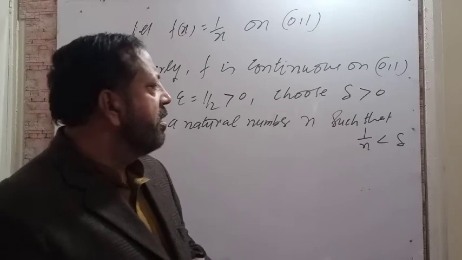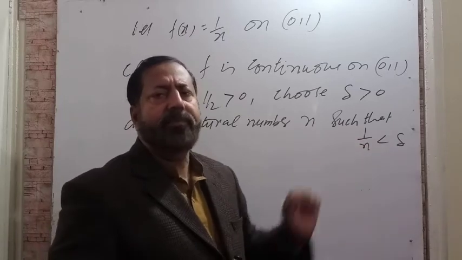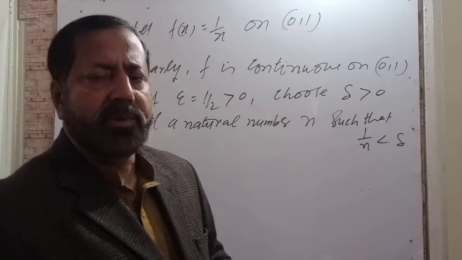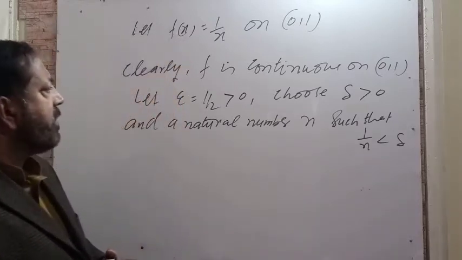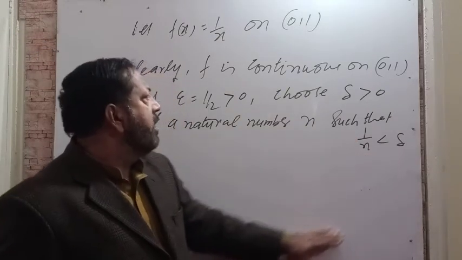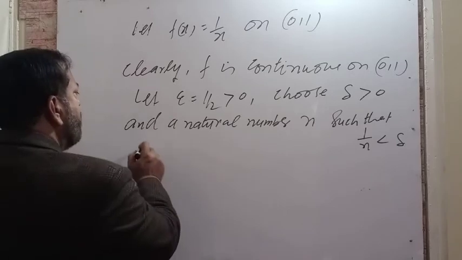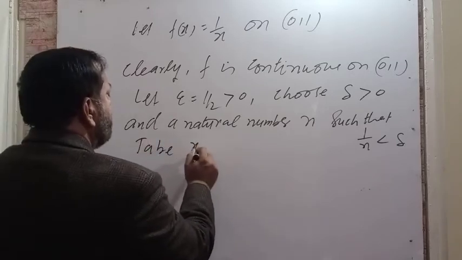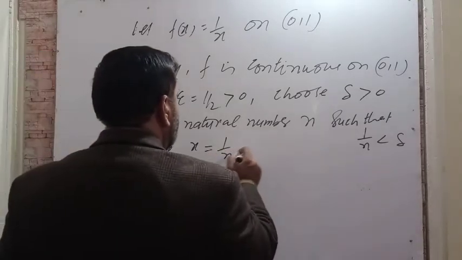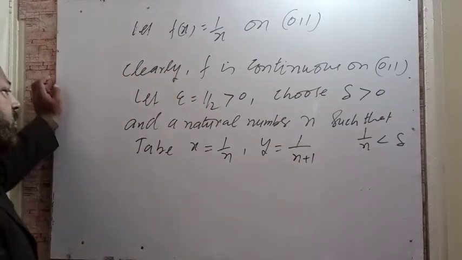You fix the value of delta, and you can always find a natural number so that 1 over n is less than that. This can also be proved by using the Archimedean property of real numbers. So we choose a natural number such that 1 over n is less than delta, with epsilon equal to 1 by 2, and take 2 points, x equal to 1 over n and y equal to 1 over n plus 1.